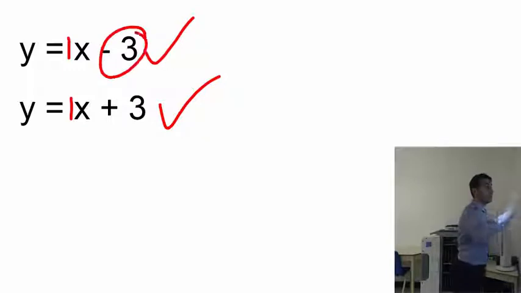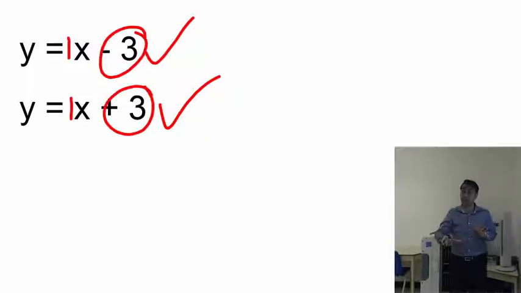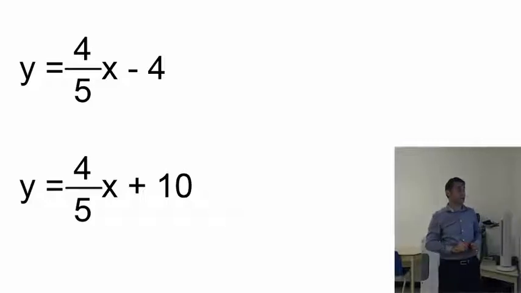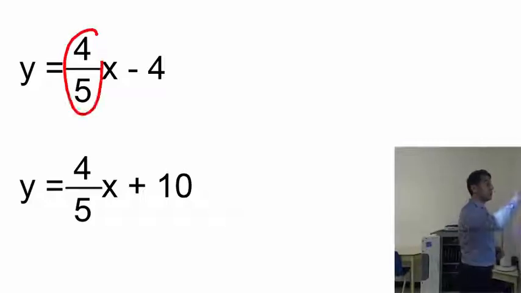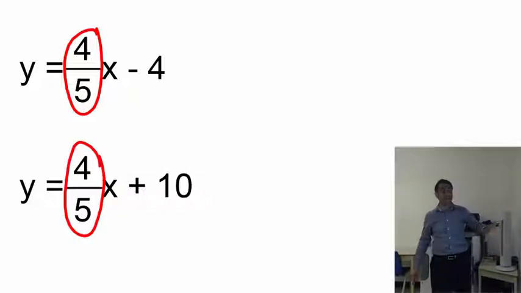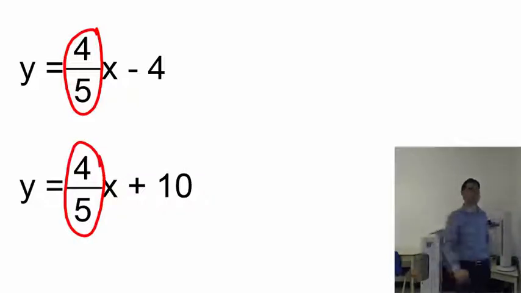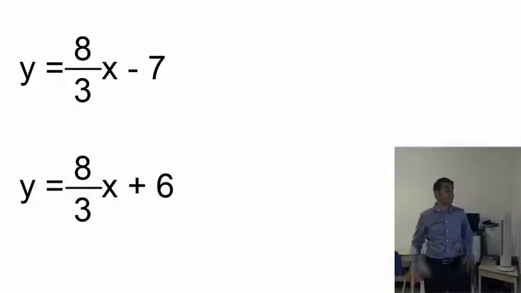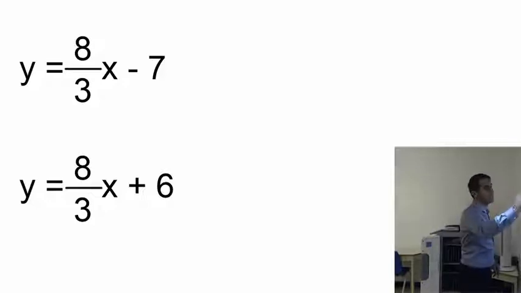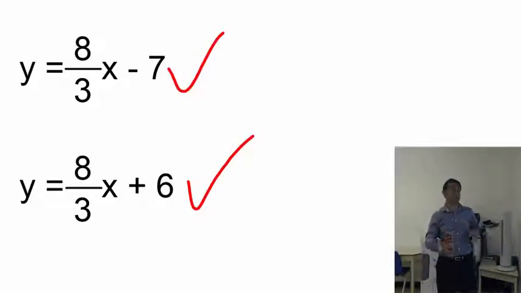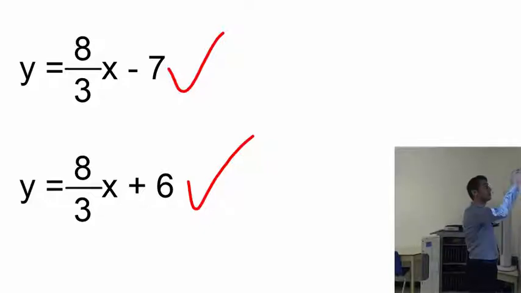One of them is negative 3, one of them is positive 3, but that's not important, remember. Slope is important. And looking at here, I see a fraction. I have 4 over 5, I have 4 over 5. Exactly the same fraction. I have no problem with that. These are parallel lines. And over here, 8 over 3, 8 over 3, parallel lines. That's what makes two lines parallel, as long as they have the same slope.